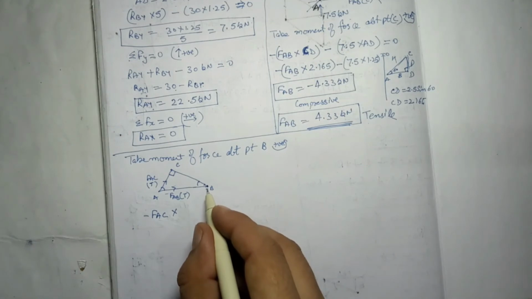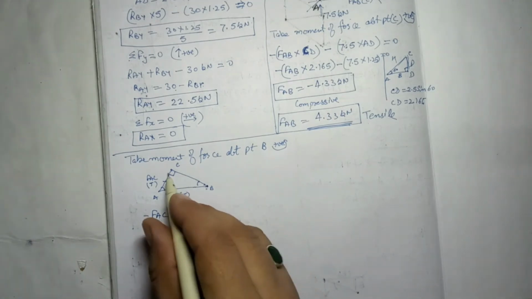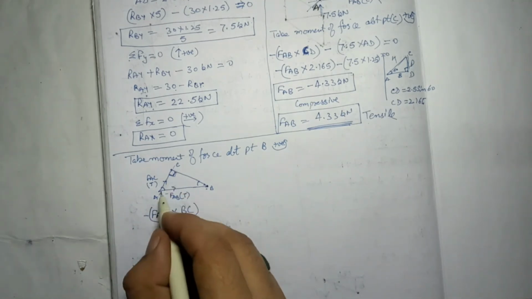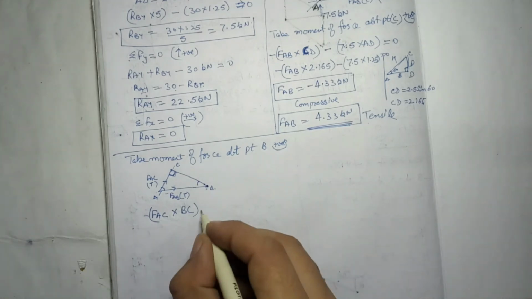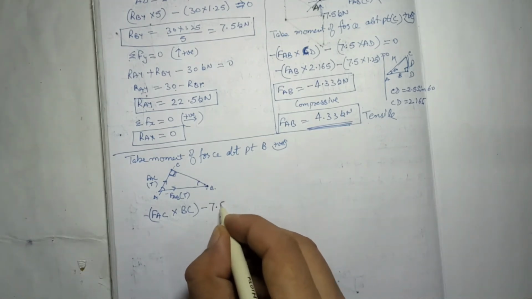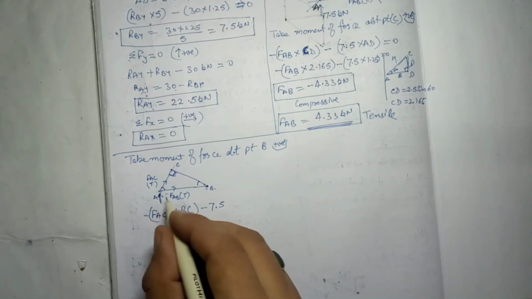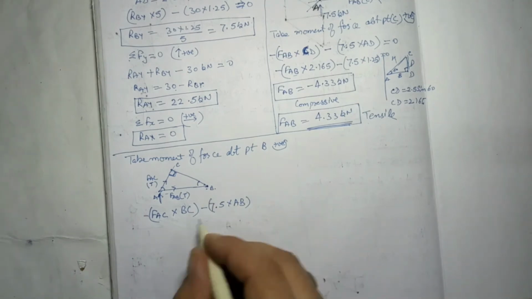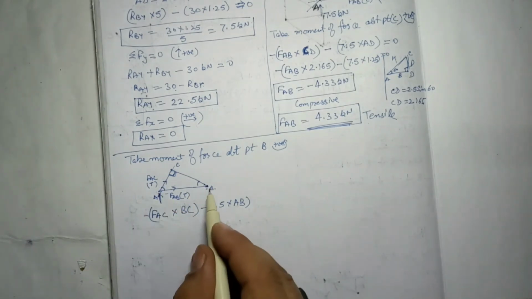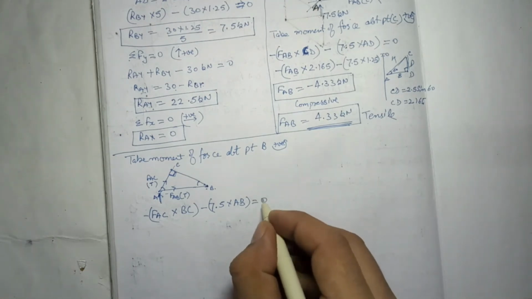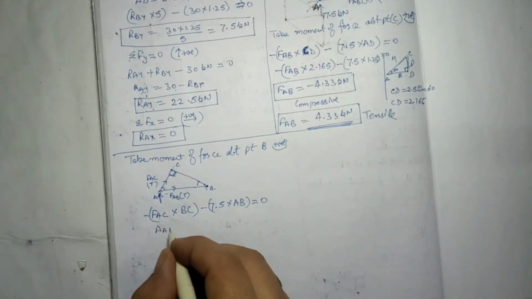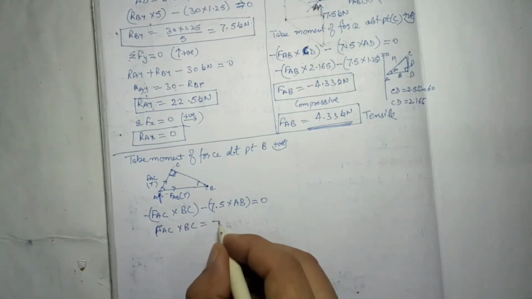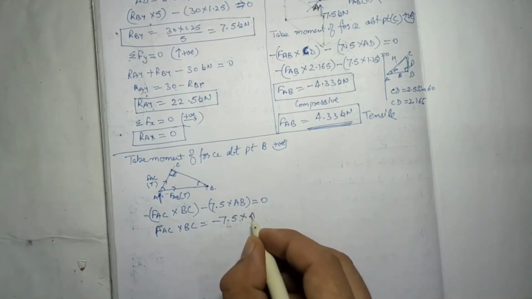Now what is the perpendicular distance here? It is BC, because it is 90 degrees now. So FAC times the perpendicular distance, that is again BC, minus 7.5, because here one reaction is there, 7.5 upward, which is also going clockwise. So 7.5 into the perpendicular distance, this is AB, the distance between this force and this point, AB, is equal to 0. So FAC into BC is equal to minus 7.5 into AB.